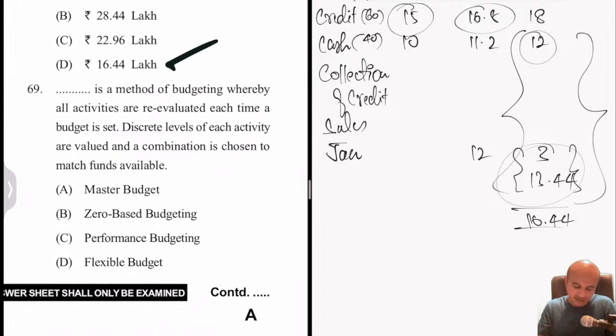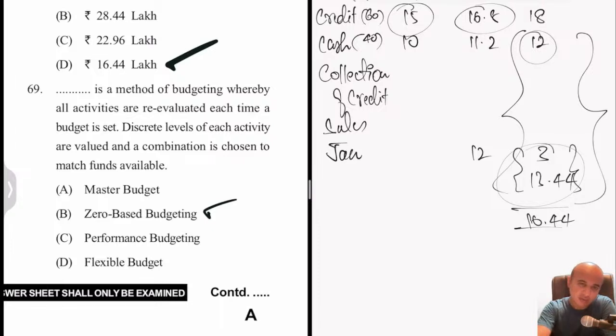Question number 16.9. Again, a theory based question. Dash is a method of budgeting whereby all activities are re-evaluated each time a budget is set. Discrete levels of each activity are valued and a combination is chosen to match funds available. Again, this is a very famous concept which is known as zero-based budgeting, where everything is reset. So this is a method of budgeting where all the activities are re-evaluated each time we prepare a budget.